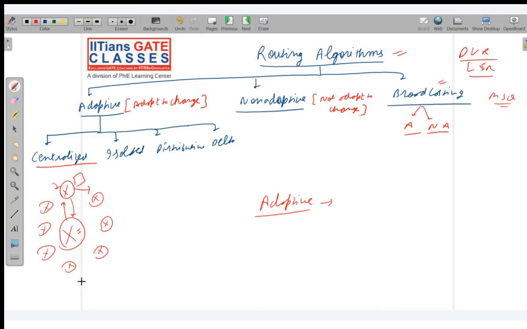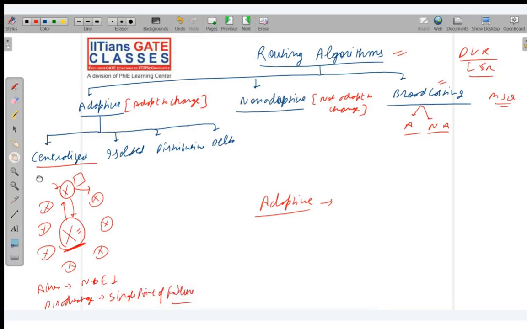So what is the disadvantage here? Single point of failure. If the primary router fails, everything goes down. And what is the advantage? The number of entries will be very less, because these routers are not keeping entries, only this router is keeping the entries. So the advantage is fewer entries, and the disadvantage is single point of failure. That is the centralized approach.